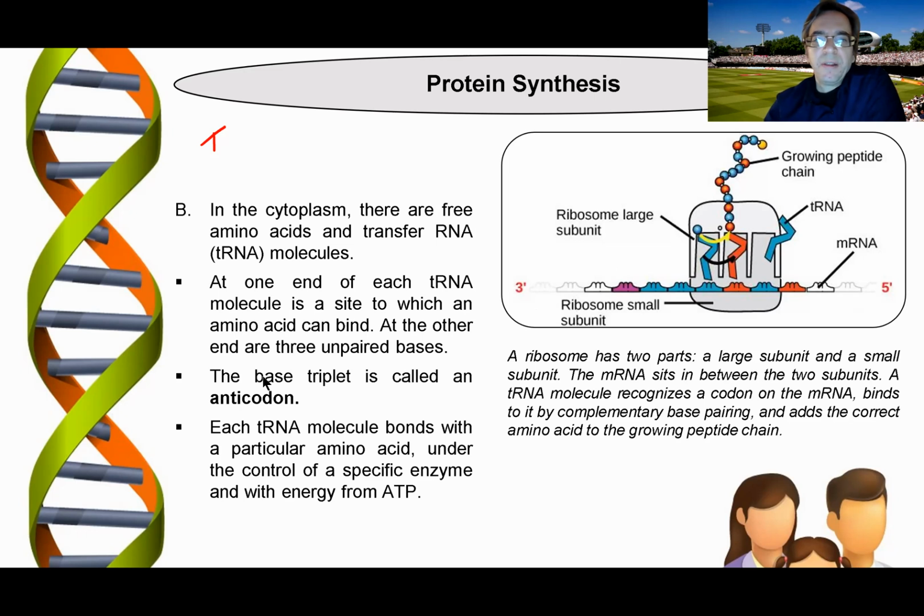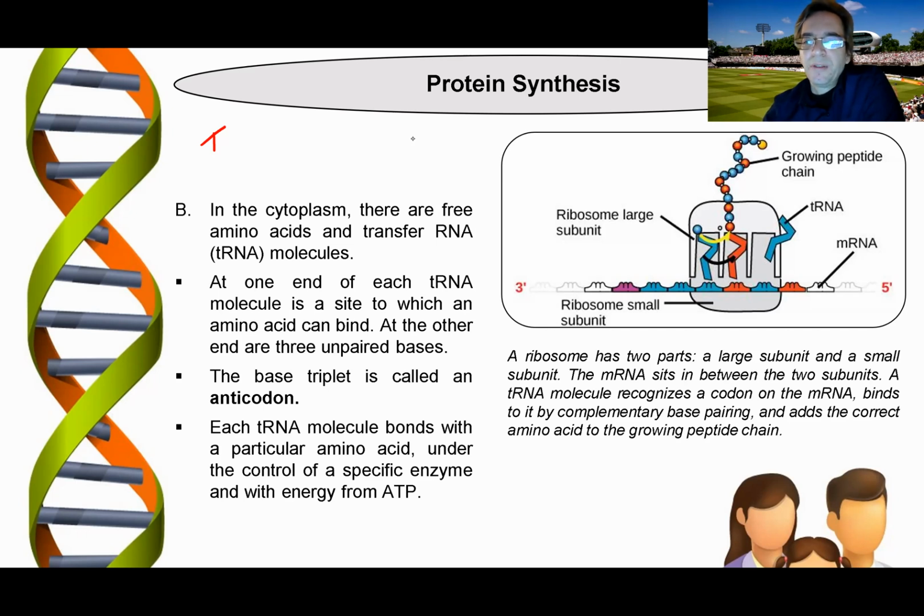So each triplet, which I'm going to show you here, we have a particular name for them. And these are called anticodons. And each transfer RNA molecule binds with a particular amino acid under the control of a particular enzyme using energy from ATP. And we're going to cover ATP structure and function in the next module.